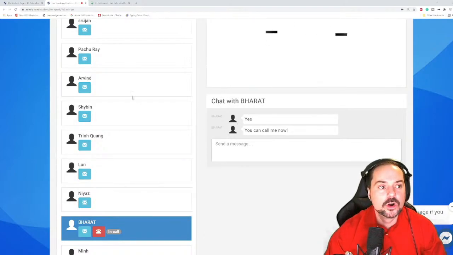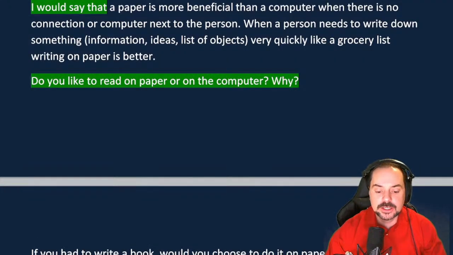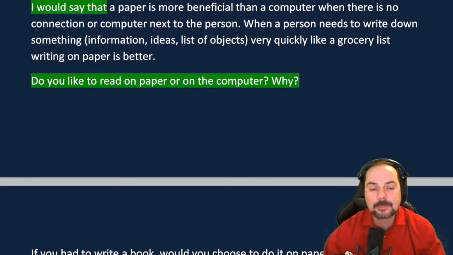Okay, Bakrat, so let's go to this question now. Okay, so again, think about an answer, explanation, and example. All right. Do you like to read on paper or on the computer?